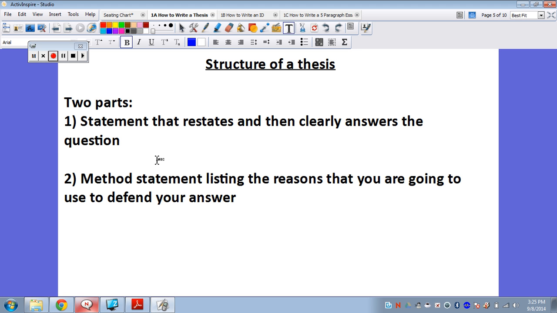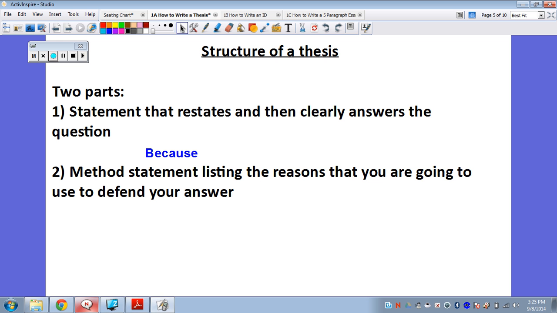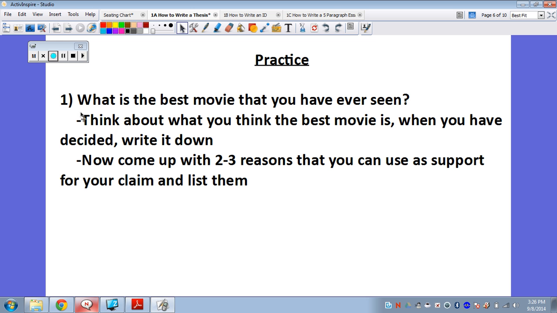Now, there's a magic word that I said in there that's usually going to go between it, and that is the word because. You're normally going to see the word because when you're writing a historical essay that goes in between. Because we're making a statement, we are claiming X, and we are saying that because of this. Now, a little practice.